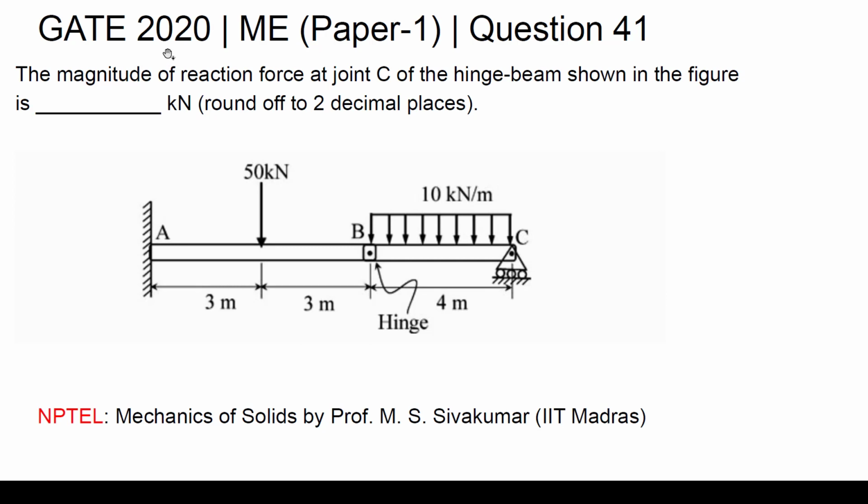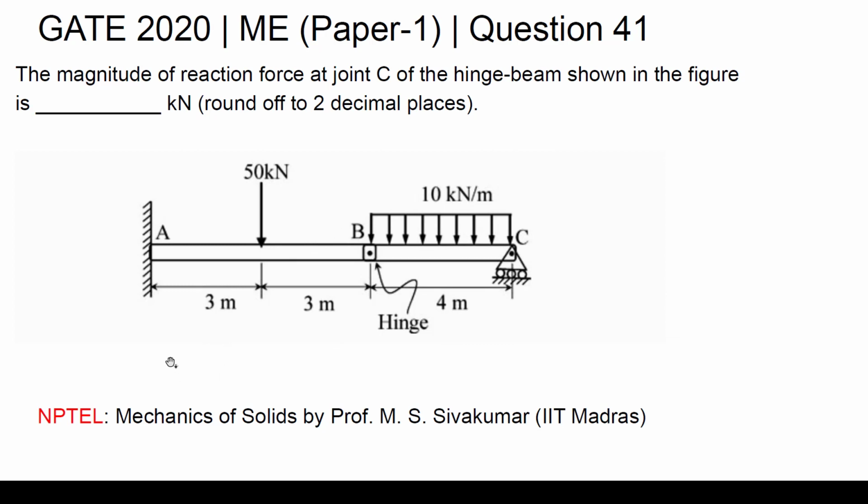Hello all. Today we are going to see question number 41 of mechanical paper on GATE 2020. You are given this particular system and beam, and then you are asked what is the magnitude of reaction force at joint C. The important thing to notice is it has a hinge joint, so this question becomes a little trickier than the normal problems.